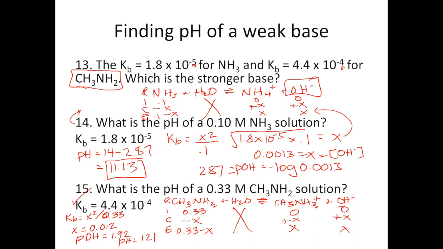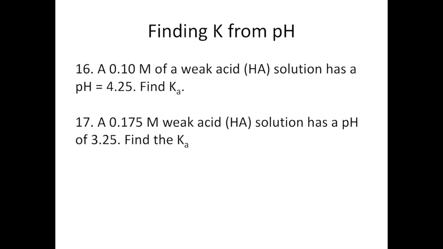And then once I get my ICE table, I have x squared over 0.033 equals Kb. I'm given the Kb right here. I find x. x is my OH- concentration. Find my pOH. And then I subtract from 14 to get my pH, which I have here.